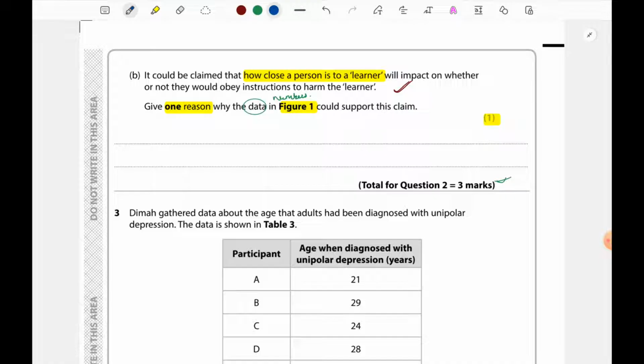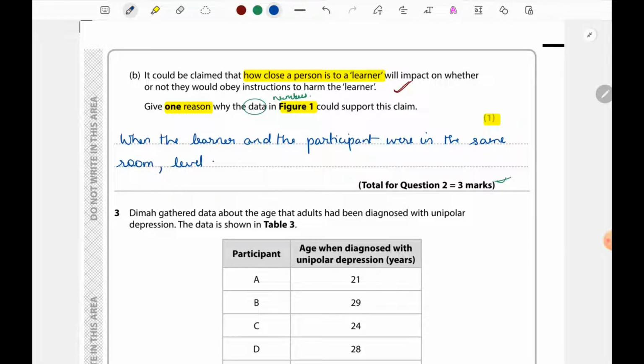Okay, so let's see how we can put this. What we can write is: when the learner and the participant were in the same room, level of obedience declined to 40% from 65%. That's all we need to write here because it's just for 1 mark.